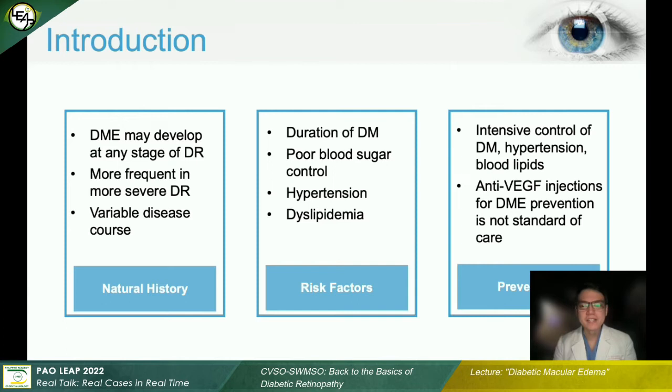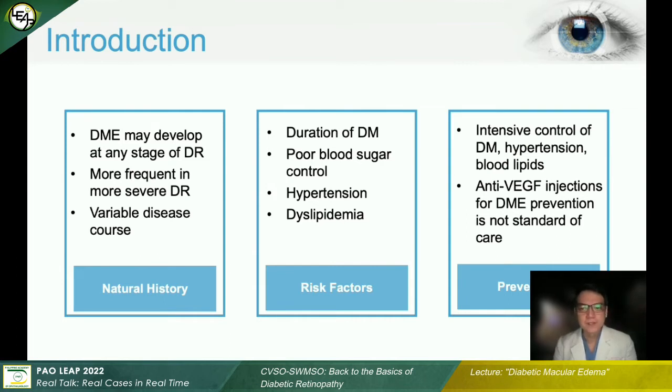DME can develop at any stage of diabetic retinopathy, from mild NPDR all the way to the proliferative retinopathy stage, but it is more frequent as the severity of diabetic retinopathy increases. DME threatening or at the fovea is more likely to result in blurred vision and metamorphopsia.